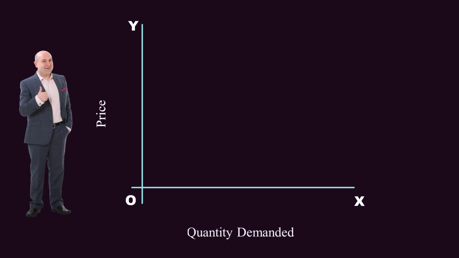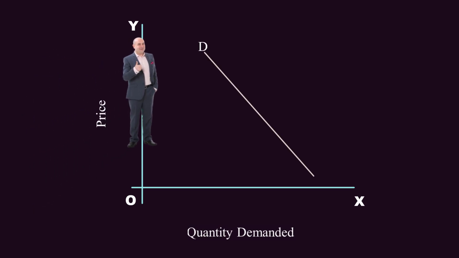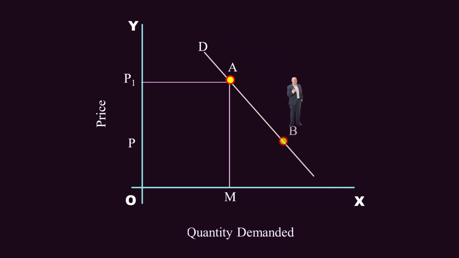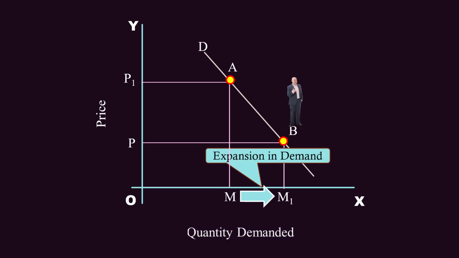D is the demand curve. The consumer is at point A. At price P1, he demands M units. The price falls to P. He moves to point B on the same demand curve. He buys M1 units. This is known as expansion in demand.